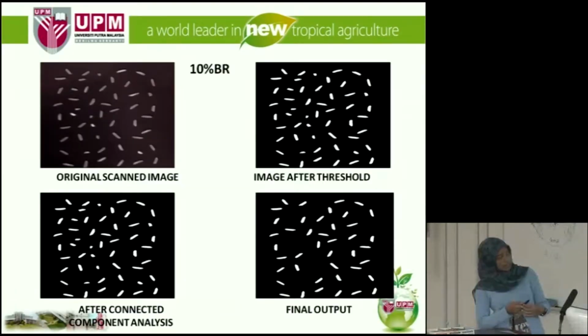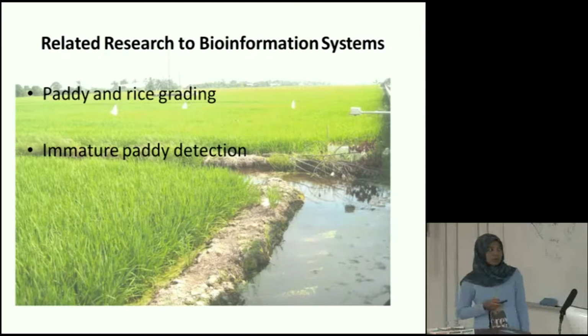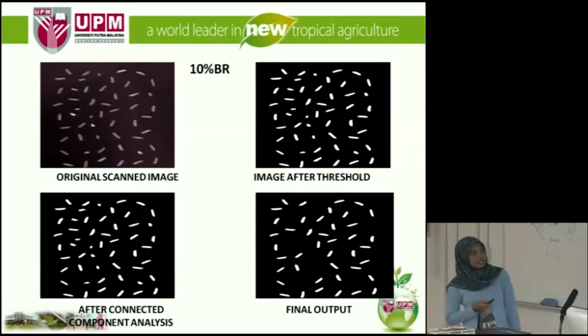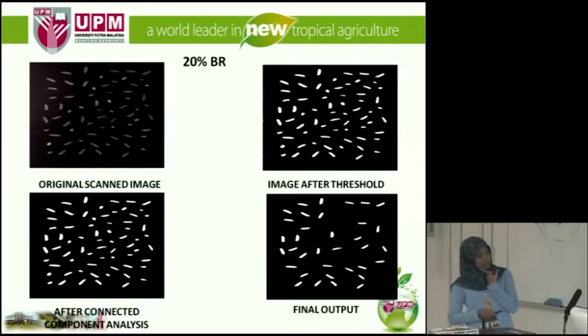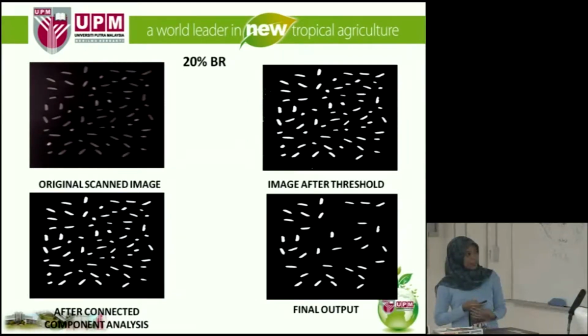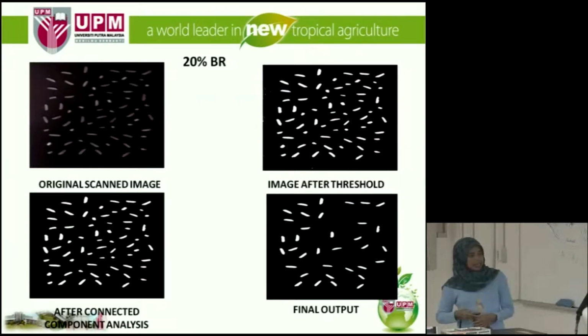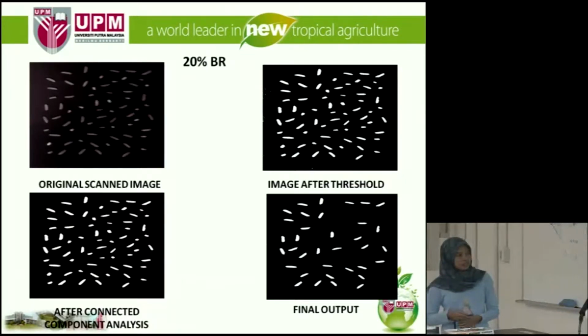Okay, these are two examples of research related to bioinformation system. This is paddy and rice grading, and also immature paddy detection using image processing. This is the example for paddy and rice broken detection. This is the original image. 20% BR stands for 20% broken rice, and this is a mixture where head rice stands for rice which is not broken. And this is the flow of the image processing techniques. And the final output becomes this, where the broken rice is deleted.